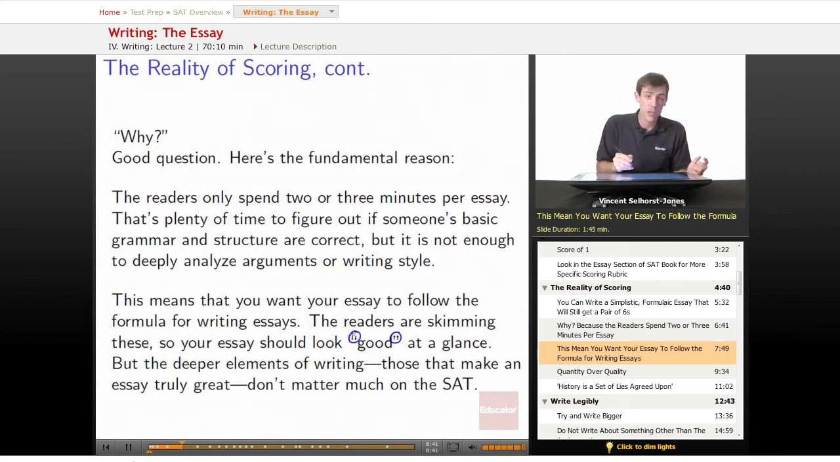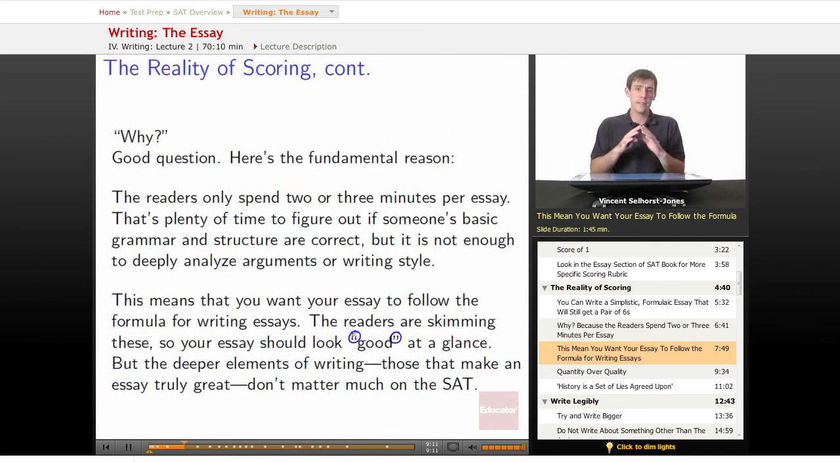These readers are looking for something that's going to "look good" at a glance. Those quotation marks, that's important. It's not about writing something that's solidly, meaningfully great. It's about just sort of skimming the surface and hitting that formula and knocking out all the examples and being able to set up the structure of an essay as it stereotypically is. The deeper elements of writing, those that make an essay truly great, really creative choices, those have no place on an excellent SAT essay. If you're going to be writing an SAT essay, you're better off writing formulaic, simplistic stuff.